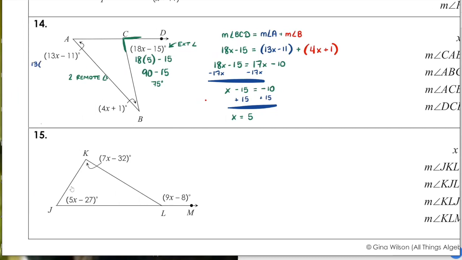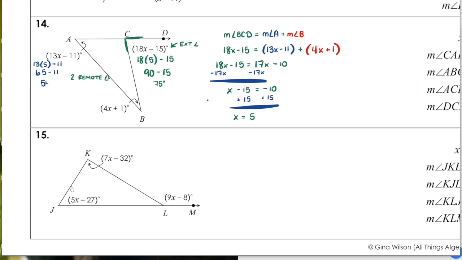Now we got 13 times 5, which would be 65 minus 11, 54. And then angle B is 4 times 5. That's a nice friendly one, huh? 4 times 5 is 20. 20 plus 1 is 21.